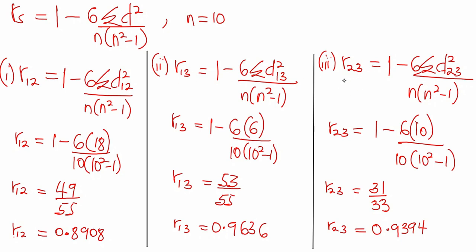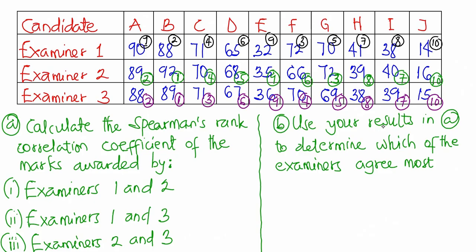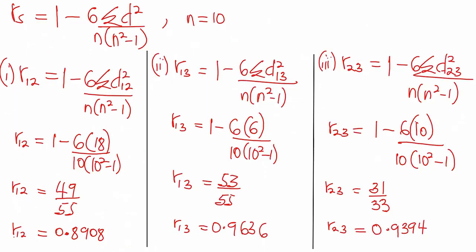Now the question follows up with B, that is, use your results in A to determine which of the examiners agree most. So based on the values we had for the respective examiners, that is the Spearman rank correlation coefficient for examiner 1 and 2, 1 and 3, and 2 and 3, we are going to base on it to identify which of the examiners agree most.